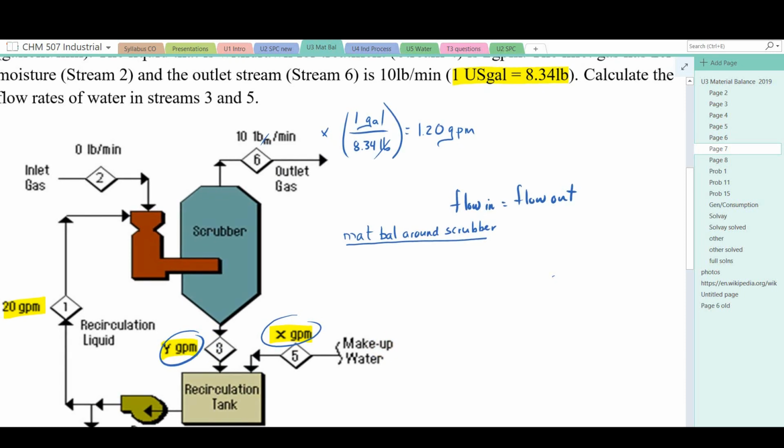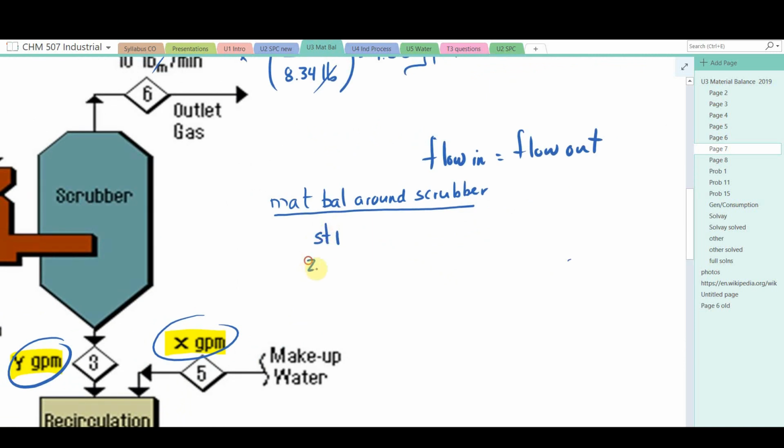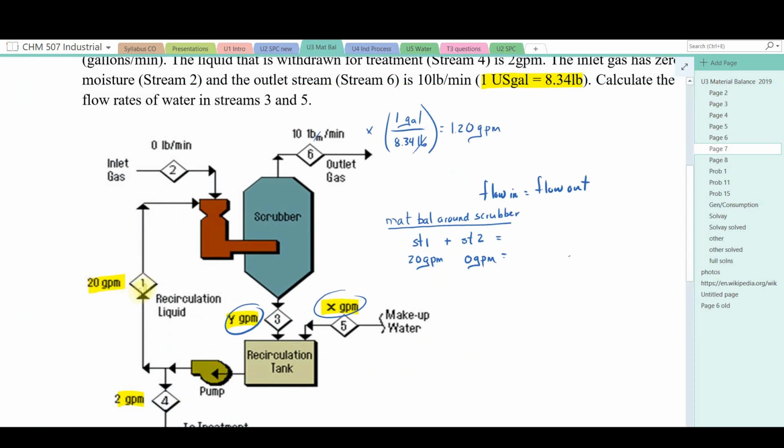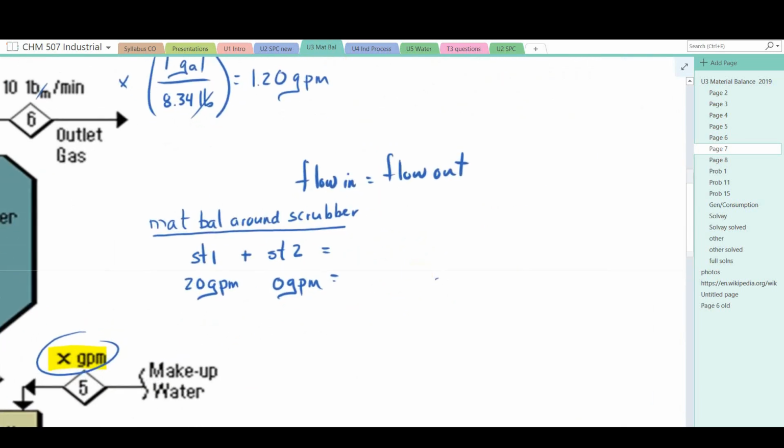Let's try that. So we'll say stream 1, which is 20 gallons per minute, plus stream 2, and that's 0 gallons per minute. Stream 1 over here is 20, plus stream 2, that's what comes in. What goes out is stream 6 and stream 3. So that'll be equal to stream 6 plus stream 3. And stream 6 we determined was 1.2 gallons per minute. And stream 3 is what we're trying to solve for, that's y. So I'm going to drop out the units here, and I can say that y is equal to 20 minus 1.2, which is 18.8 gallons per minute.